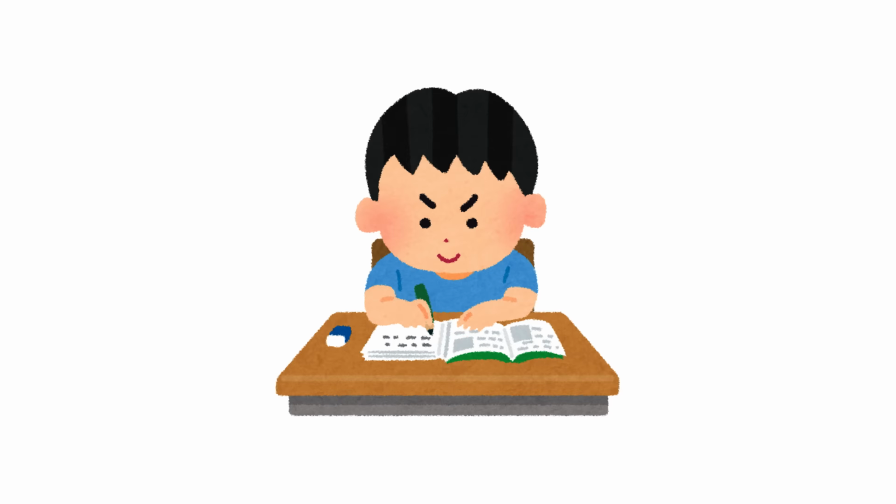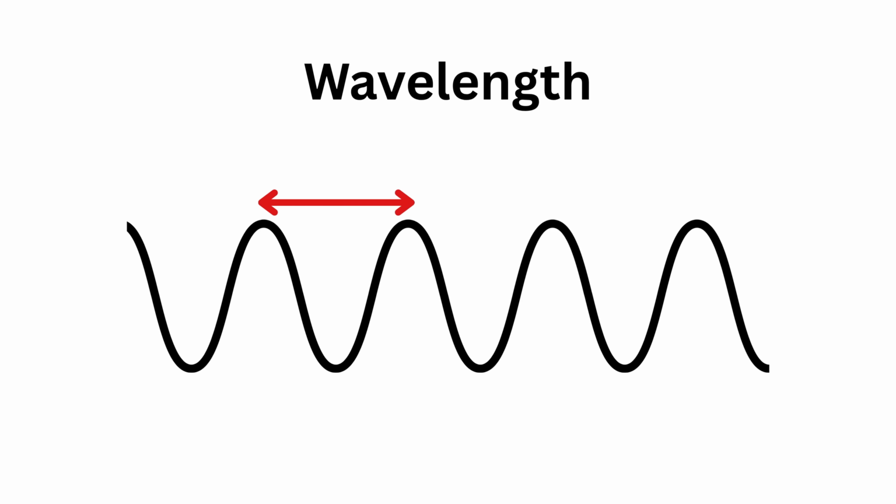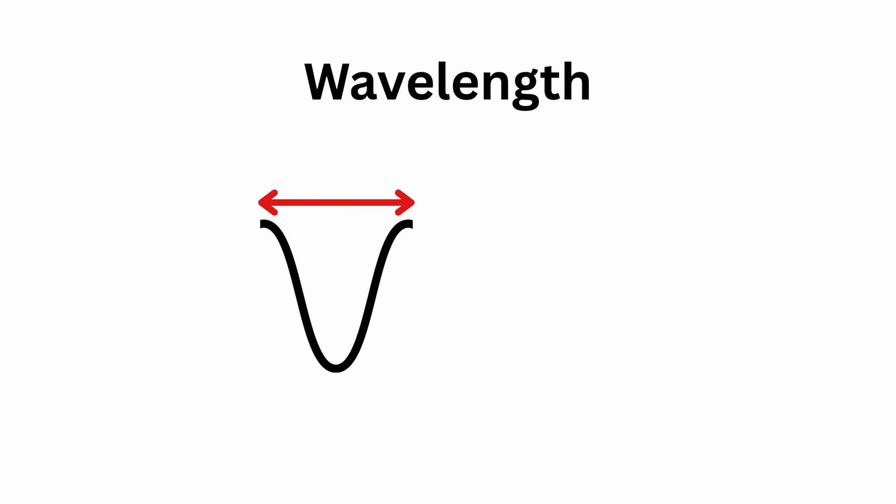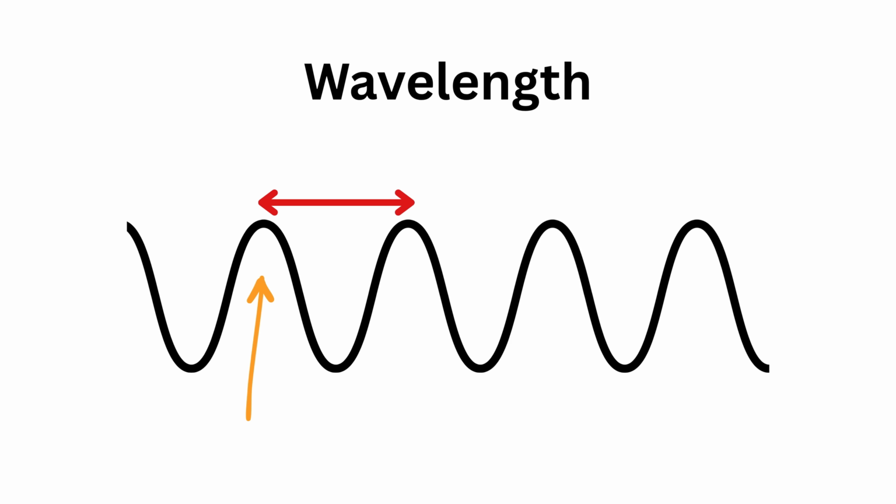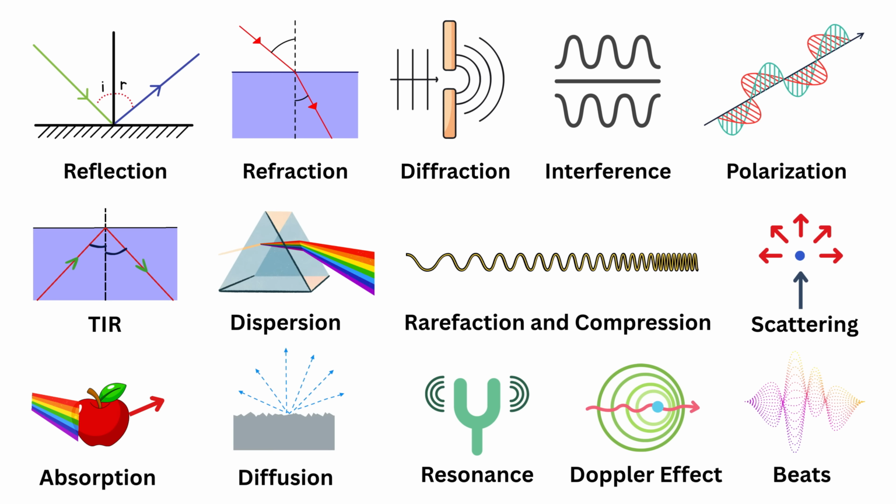Also, just note one more thing which might come handy. The wavelength is simply the measured distance between one complete wave cycle, like going from the peak of one wave to the peak of the very next one. It essentially tells you how long a single wave is. Great. Now let's explore each of the phenomena one by one.